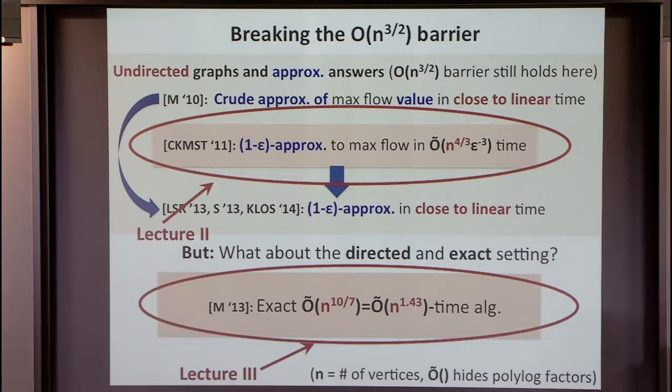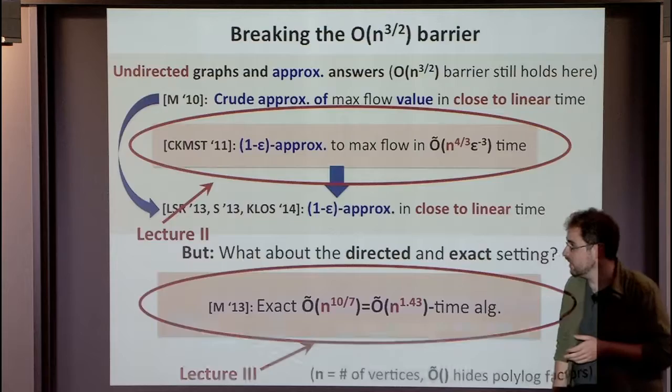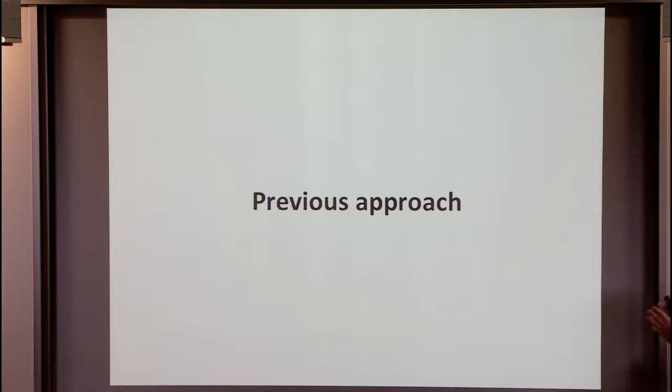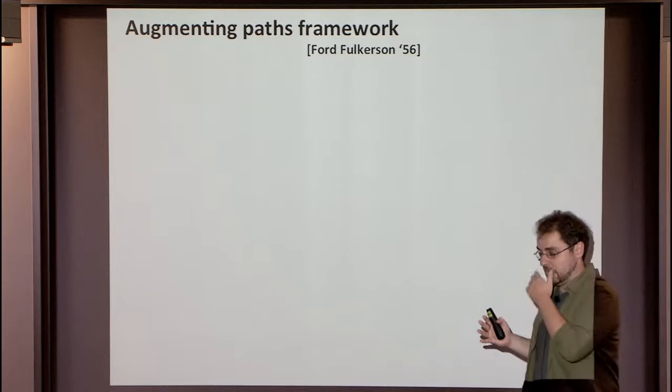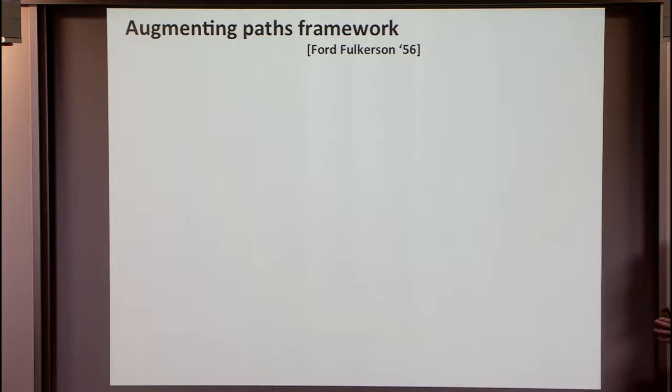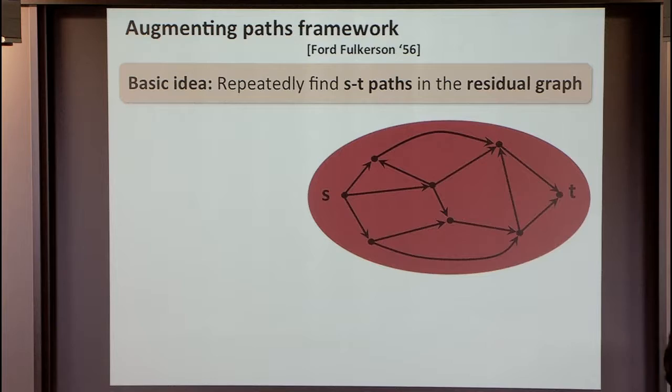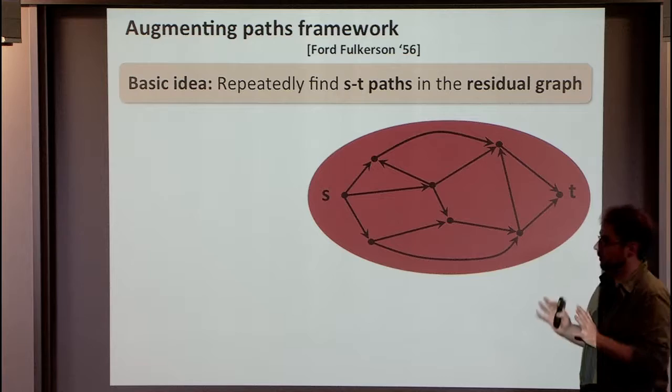So let us talk about how we can solve max flow faster. Usually when we try to introduce a new approach, it's a good thing to spend some time looking at the previous approach and seeing what's happening. The previous approach that probably all of you know, at least if you want to get asymptotically best algorithms, is the so-called augmenting path framework, which was developed all the way back in the 50s by Ford and Fulkerson. So what's happening there? The basic idea is that we want to solve max flow by repeatedly finding s-t paths in the graph.